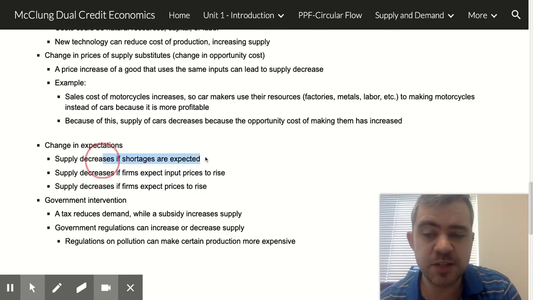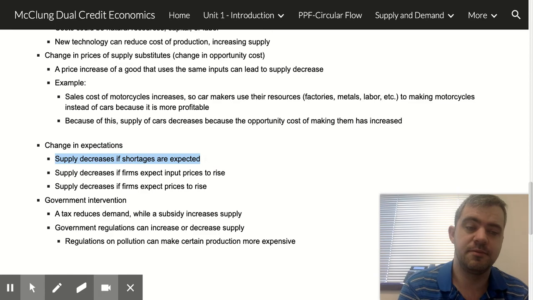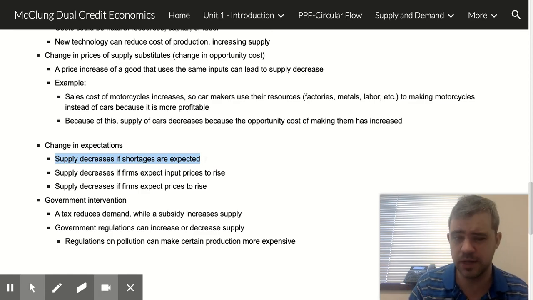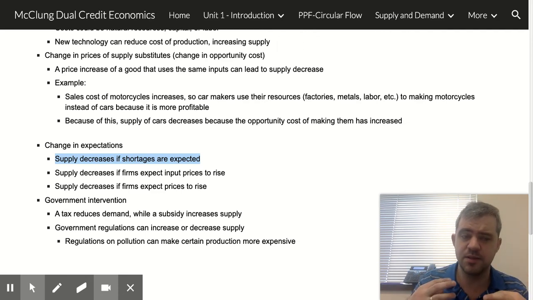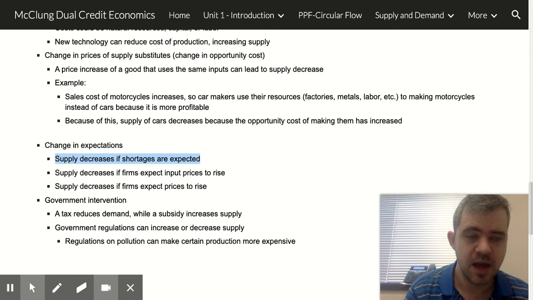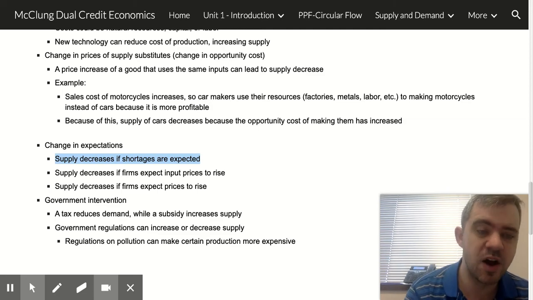If we expect shortages, then I'm going to hold on to some of this. Some people will call it hoarding, but I'm going to hold on to this and sell it later when I can get a higher price for it. Vice versa, if we think there's going to be a surplus, then I might as well sell it now if we're just going to have a surplus later.